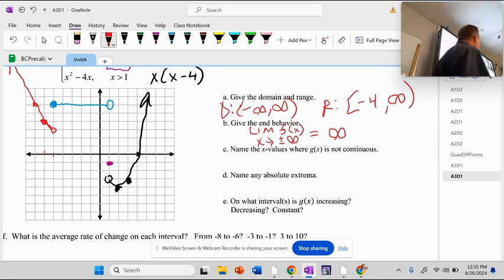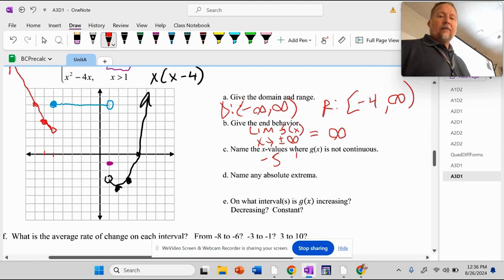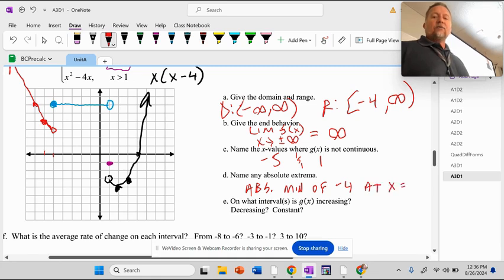Name the x values where g of x is not continuous. I think you see that. That's -5 and 1. At -5 and 1, we got those jump off points. We only have one absolute minimum of, let's say this the right way, -4 at x equals 1, just to remind you of all that.